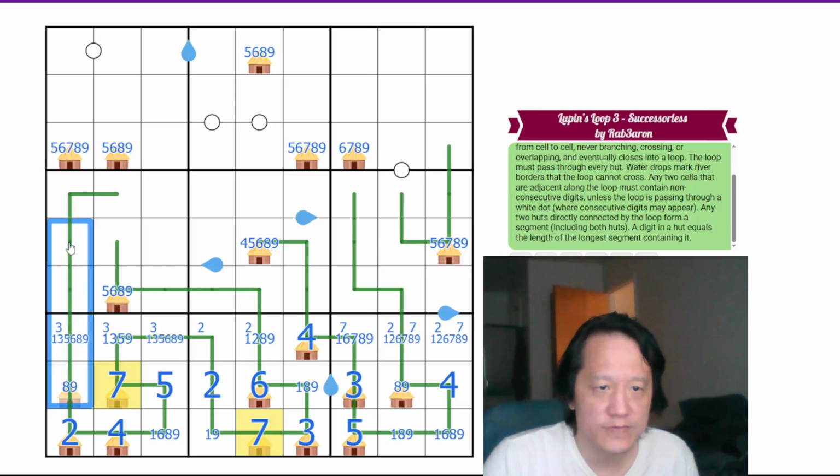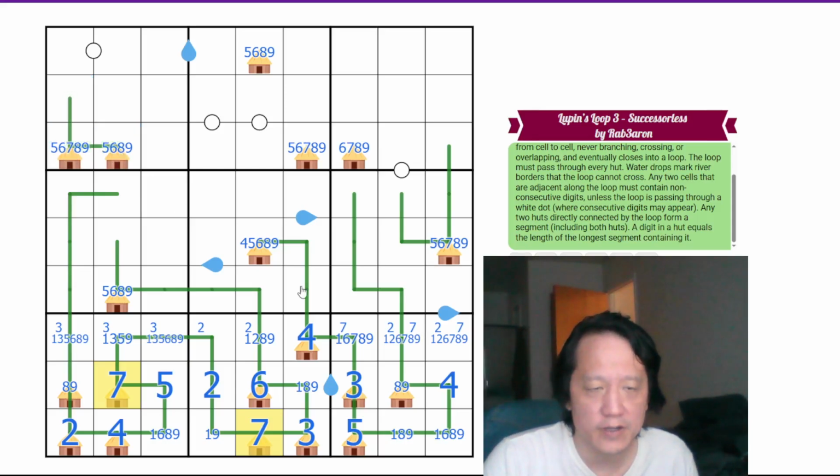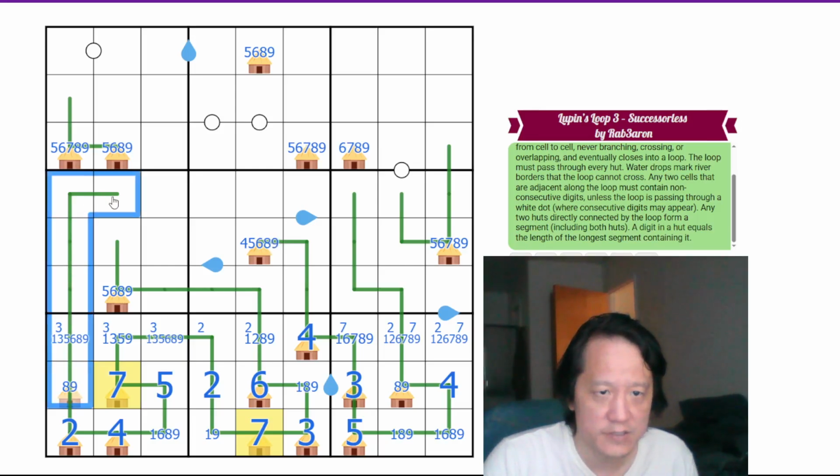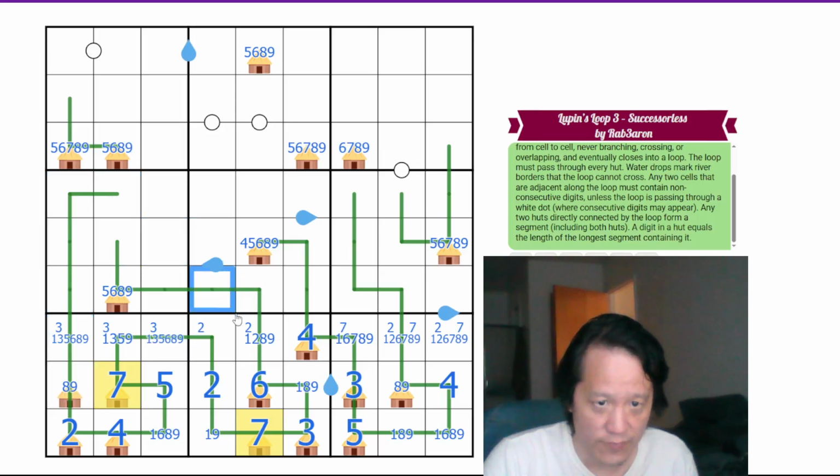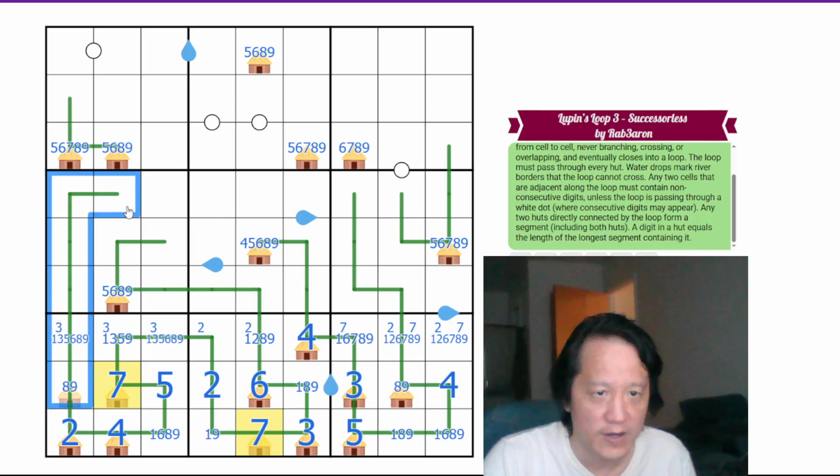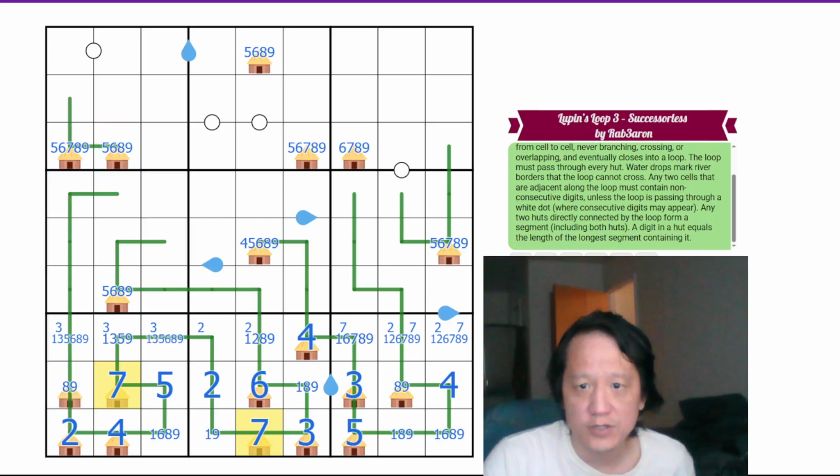1, 2, 3, 4, 5. So therefore, this has to go that way. So this has to connect that way. 1, 2, 3, 4, 5, 6. Cannot connect there because then that would form a closed loop without including the others. This has to go that way. This cannot connect to there. It's too small. 1, 2, 3, 4, 5, 6, 7. So this has to go that way.